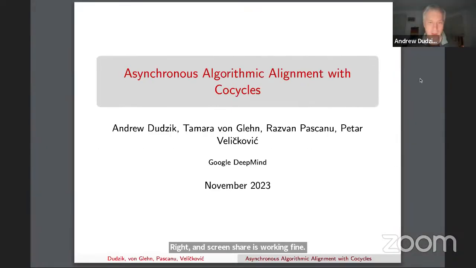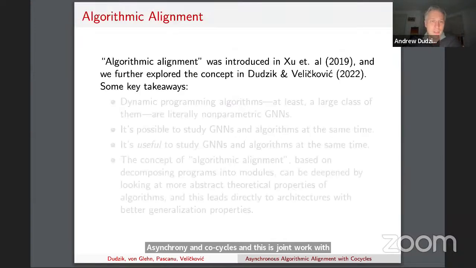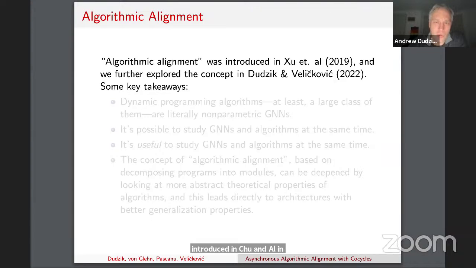So, hi, I'm Andrew Dudzik, and I'm going to be talking about asynchrony and co-cycles. This is joint work with Tamara van Glen, Razvan Pascanu, and Petar Velickovic. And to start with, I'll talk about what we mean by algorithmic alignment. This was a notion that was introduced in Xu et al. in 2019. And we wrote a paper exploring this further last year.